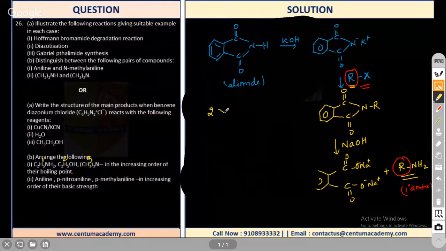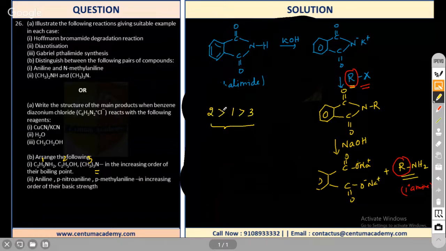So the second one will have the maximum, and then the first and third. The first one is a primary amine, and the third one is a tertiary amine, which does not have any hydrogen present here. So hydrogen bonding is possible in the first, but not here because we don't have hydrogen over here. So the boiling point of the first is more than that of the third because of the greater extent of hydrogen bonding possible in the first molecule. So the order of boiling point would be 2 maximum, then 1, and then 3.